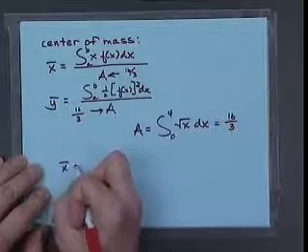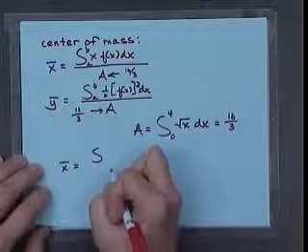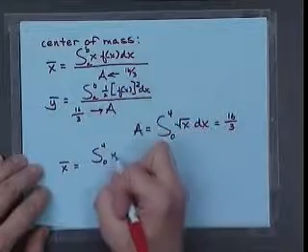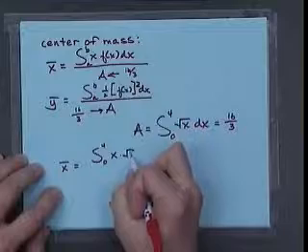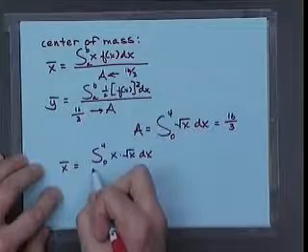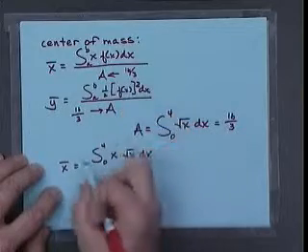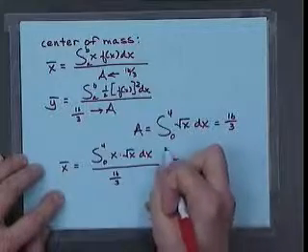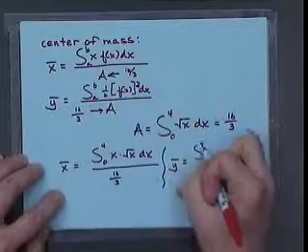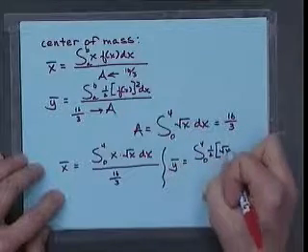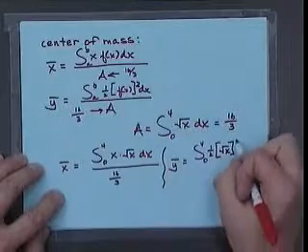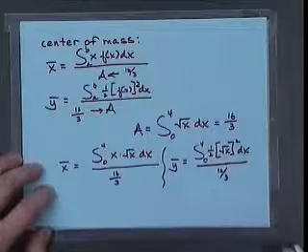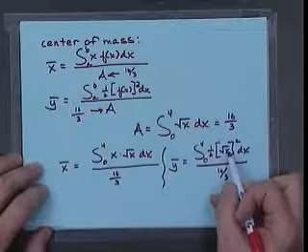So for the numerator, from 0 to 4, we want x times f of x. What is f of x? Square root of x, right? So I'm going to divide that by 16/3. So I'm going to multiply it. Well, let's just put it down here. So for y bar, 1/2 f of x squared, integrated with respect to x, divided by the area, which is still 16/3. That ends up being really nice and simple.